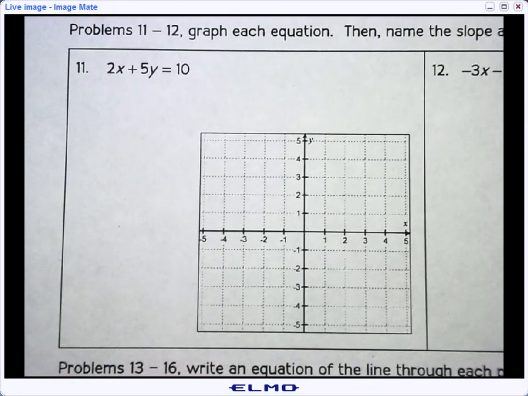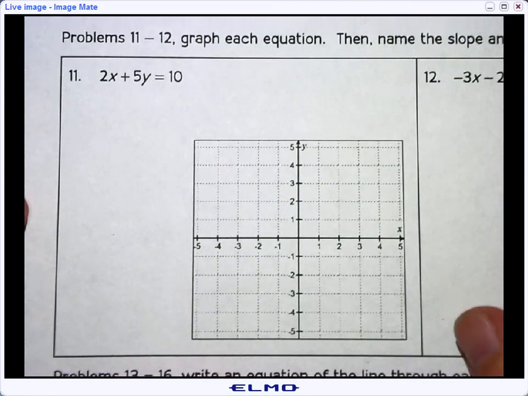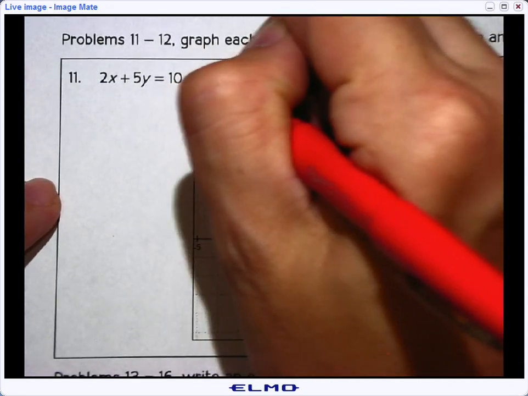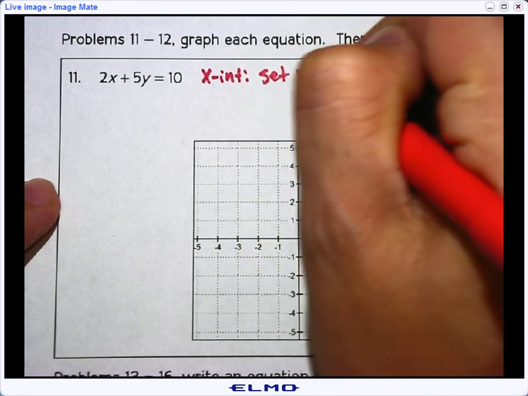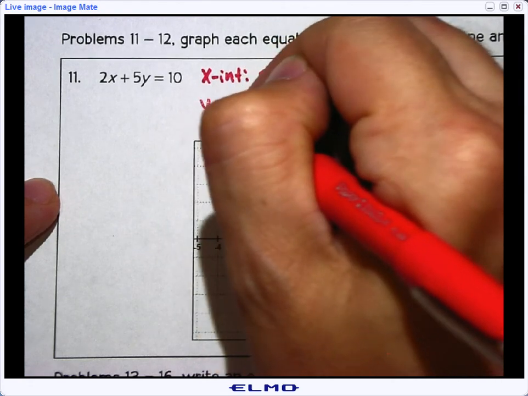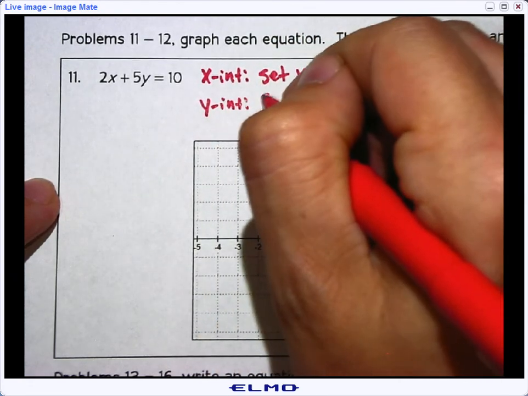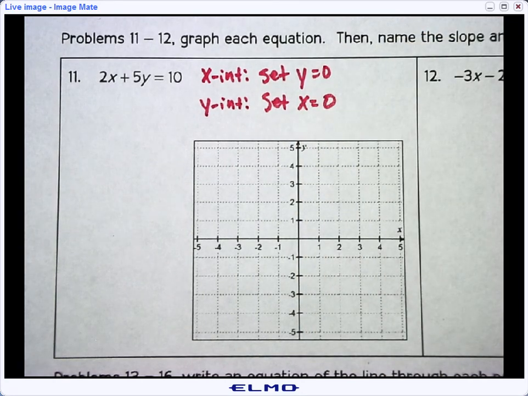All right. Number 11, instruction says to graph each equation, then name the slope and the intercepts. So we want the x and the y intercepts. Okay, so to find the x-intercept, you set y equal to 0 and solve the equation. To find the y-intercept, we can set the x equal to 0 and just solve the equation. So I'm going to start with the x-intercept.